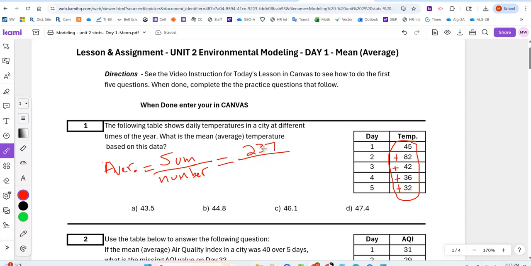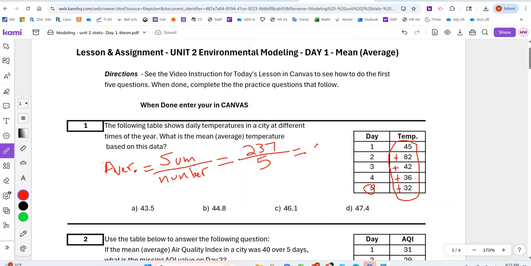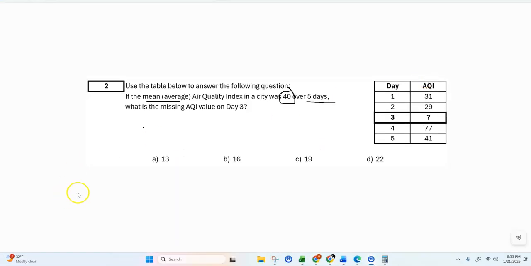And how many numbers are there? Well, 1, 2, 3, 4, 5 numbers. So I'm going to divide that by the number of numbers, and that's 5. Let me go back to my calculator, and that is going to be divided by 5. Enter, and I get 47.4. 47.4, which is going to match D.